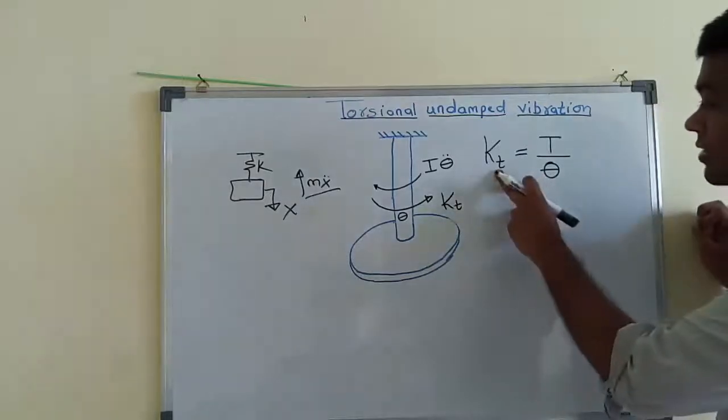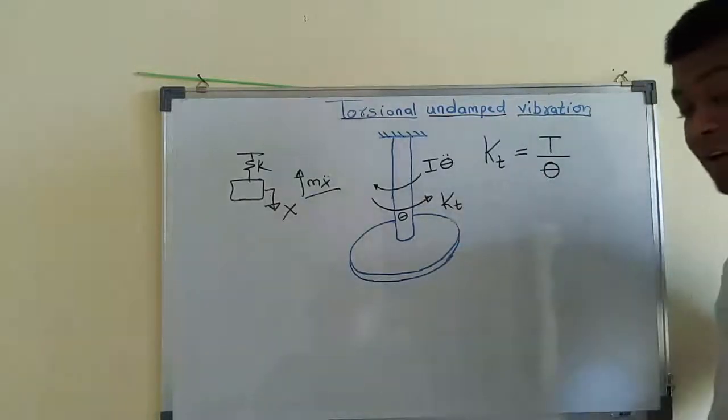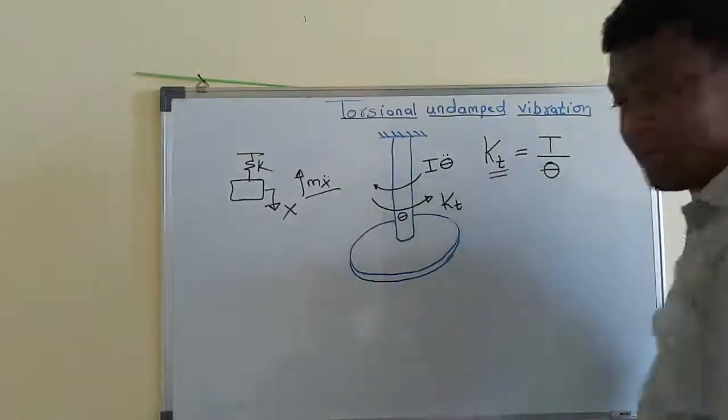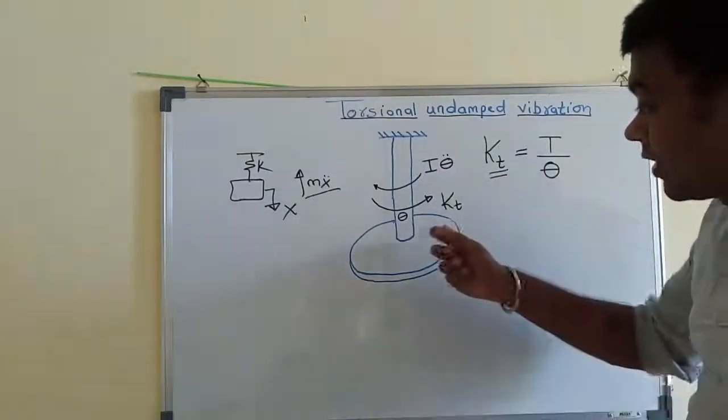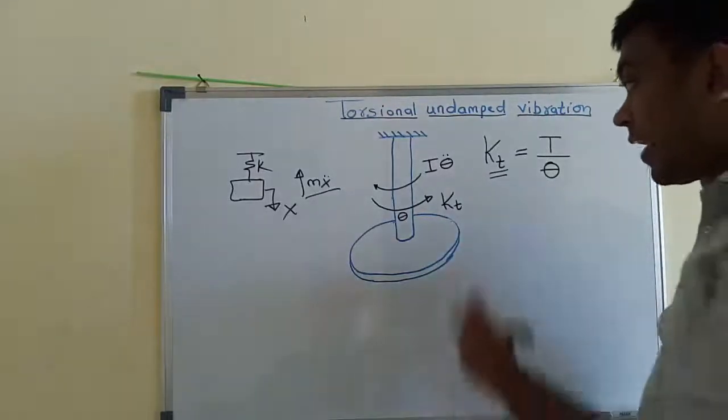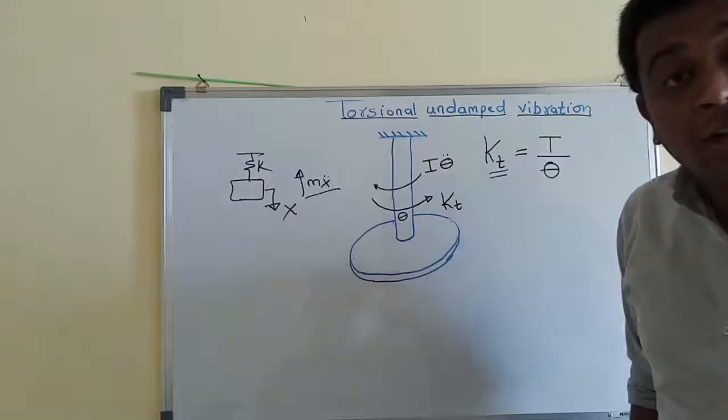So what is KT always? T upon theta. It is the torsional stiffness. So KT is clear. It will come into the picture only when there is a case of torsional vibration. And I theta double dot is the inertia torque.